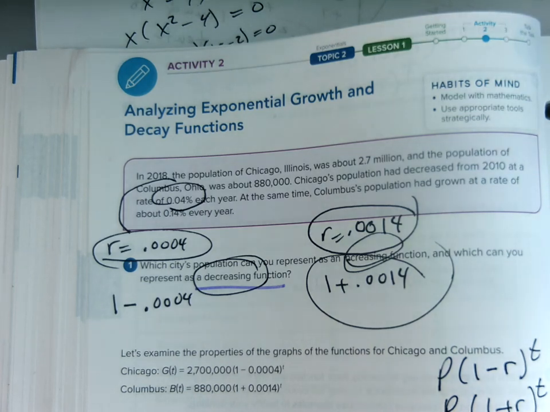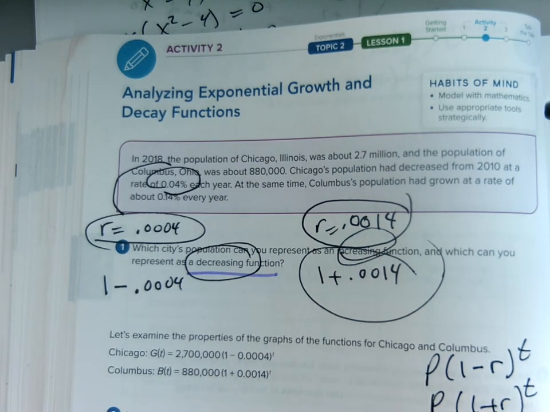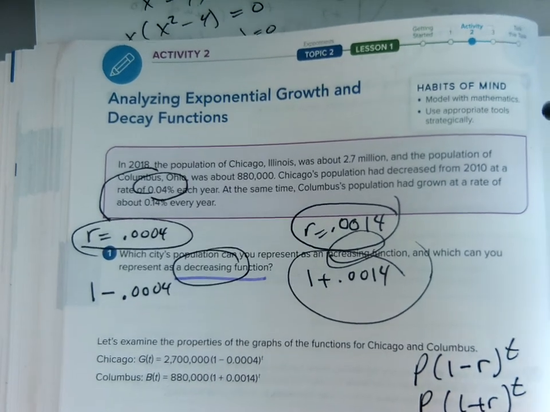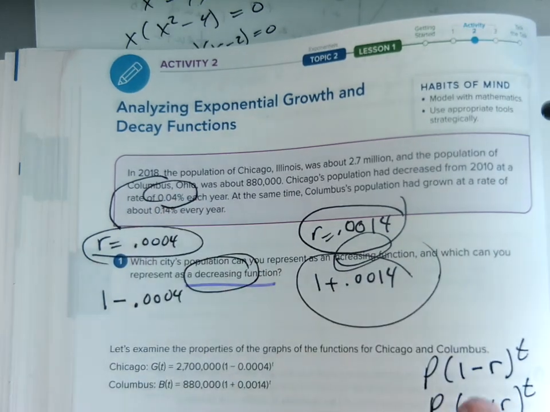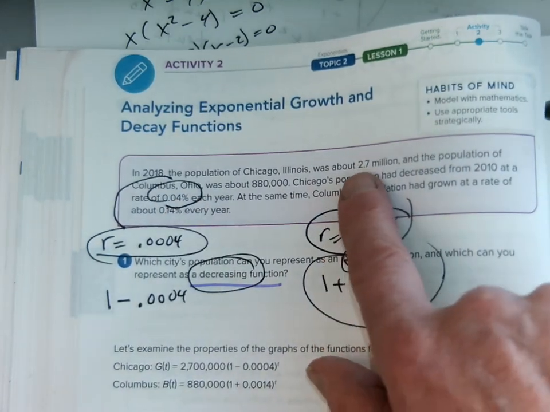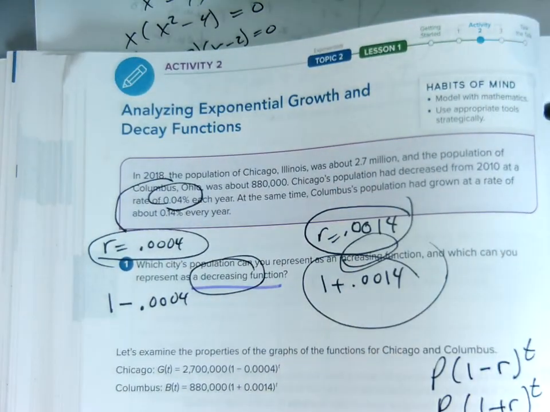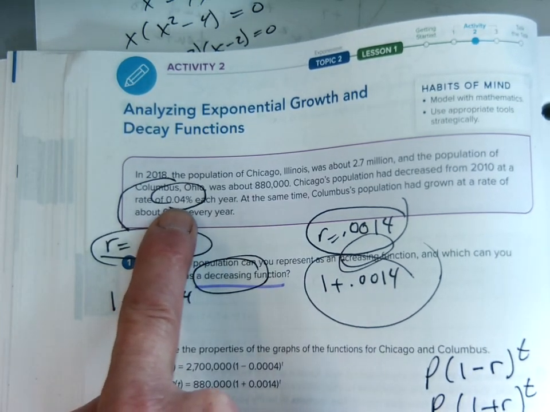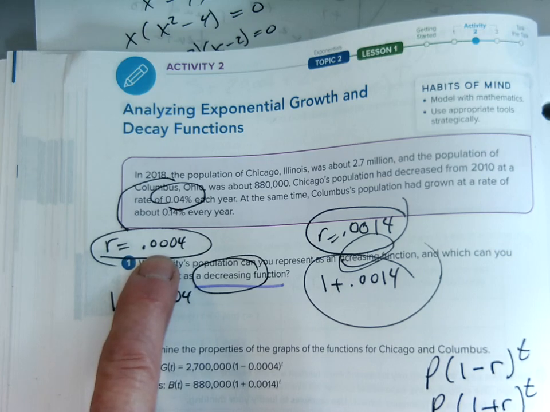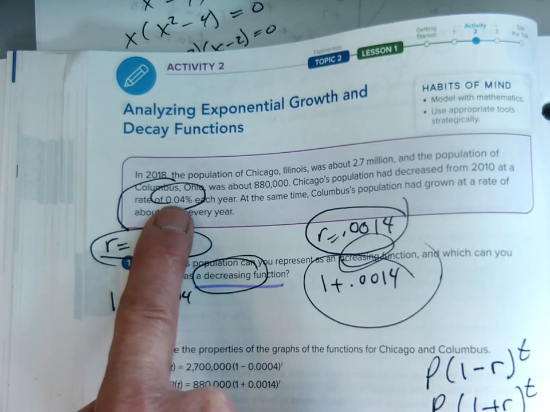So anyway, we're on page 564, and here's the deal. We've got two different cities, Chicago and Columbus, Ohio. Chicago's population at 2.7 million is starting to decrease at a rate of 0.04%, but as a decimal, that's 0.0004, because we move the decimal over two places.